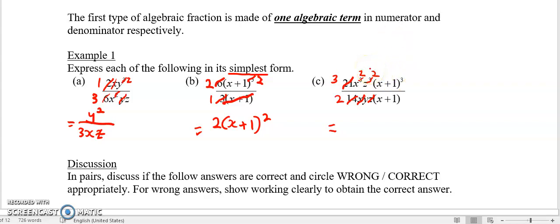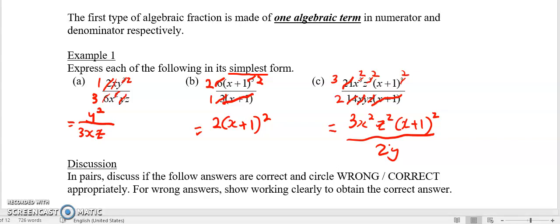Okay, and for the last bracket of x plus 1, so we treat the whole bracket as a term by itself. Okay, as seen in example B. So we can cancel off the entire x plus 1 in the denominator, and for the numerator it will become power of 2. So we write out the remaining terms as our answer, and for the denominator we see that it is left with 2y. Alright.